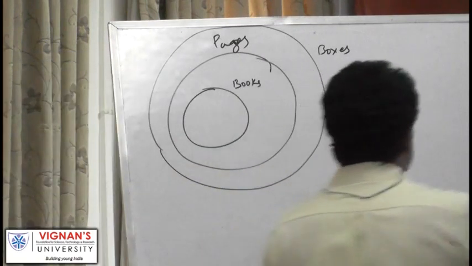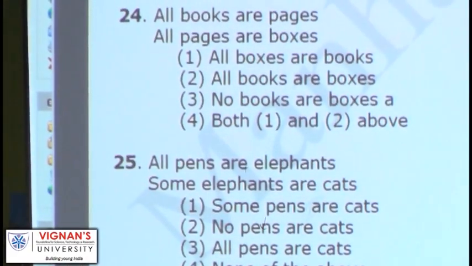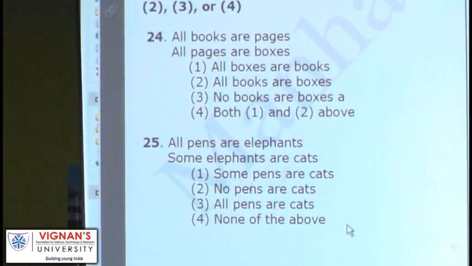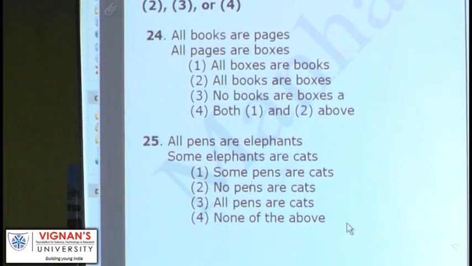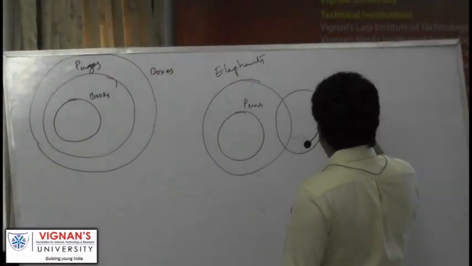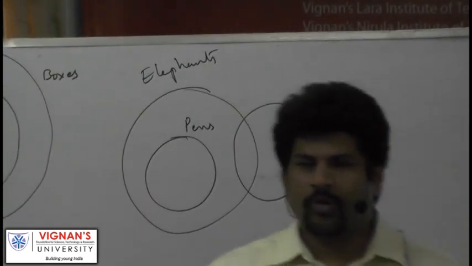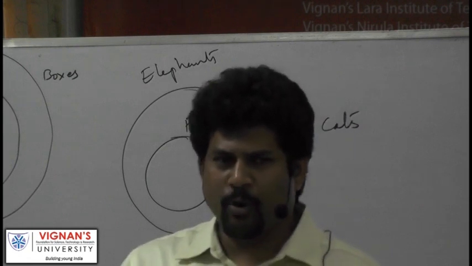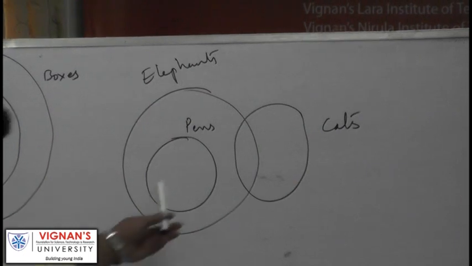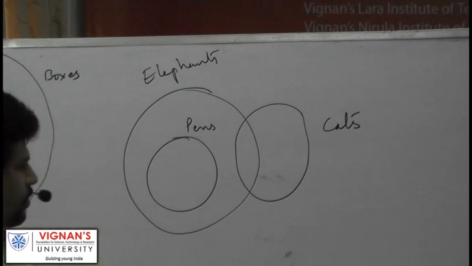Now, all pens are elephants. See. All pens are elephants. Now, next statement. Some elephants are cats. Now, this is the basic diagram with minimum overlapping. Now, some pens are cats. Is it true? No. Next one.